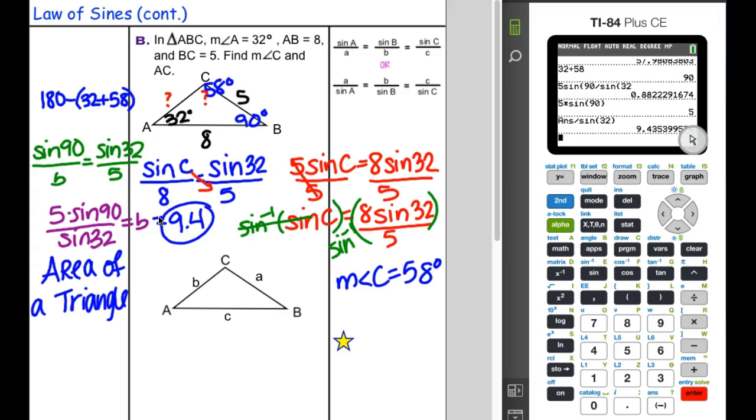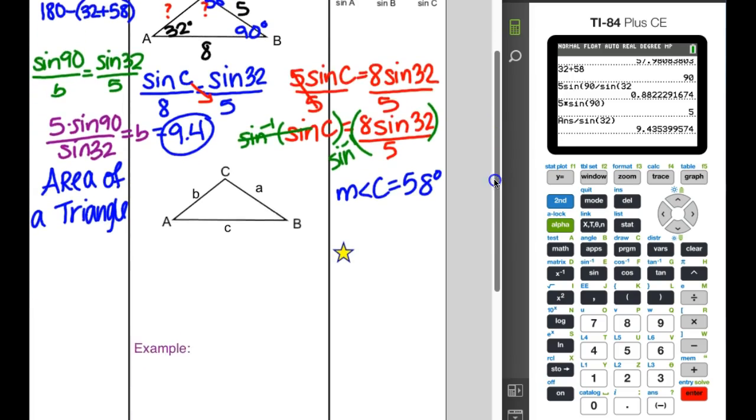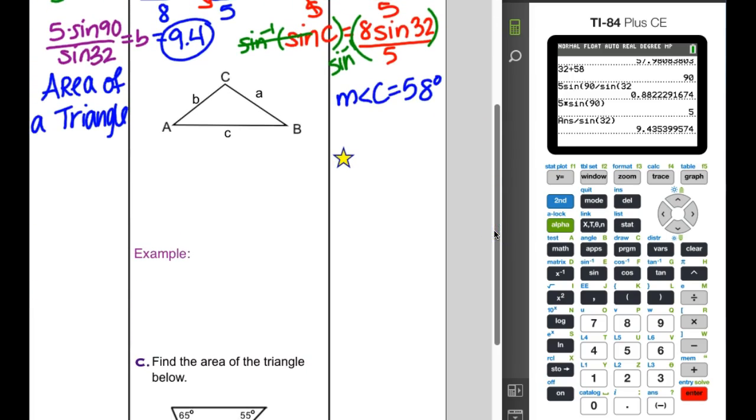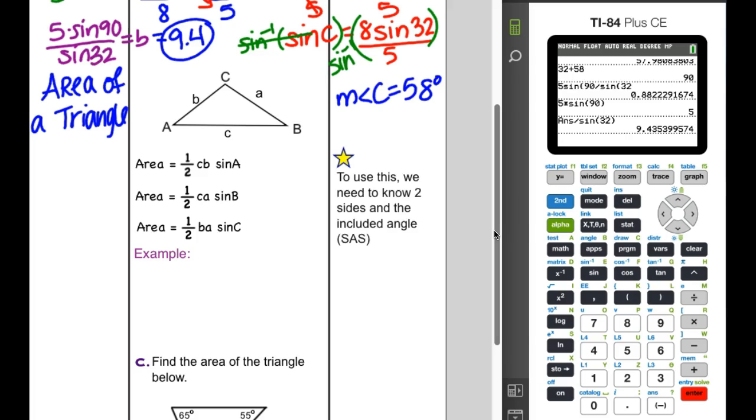The next part is finding the area of a triangle when you can't use base times height because we don't have the height. Base times height divided by 2, sorry. So then we would have area equals 1/2 c times b times the sine of A. Or you could have area equals 1/2 c times a times the sine of B. Or the last one would be area equals 1/2 b times a times the sine of C. So basically what that means, we need to have 2 sides and the included angle to be able to find the area. So these formulas are all basically the same thing.